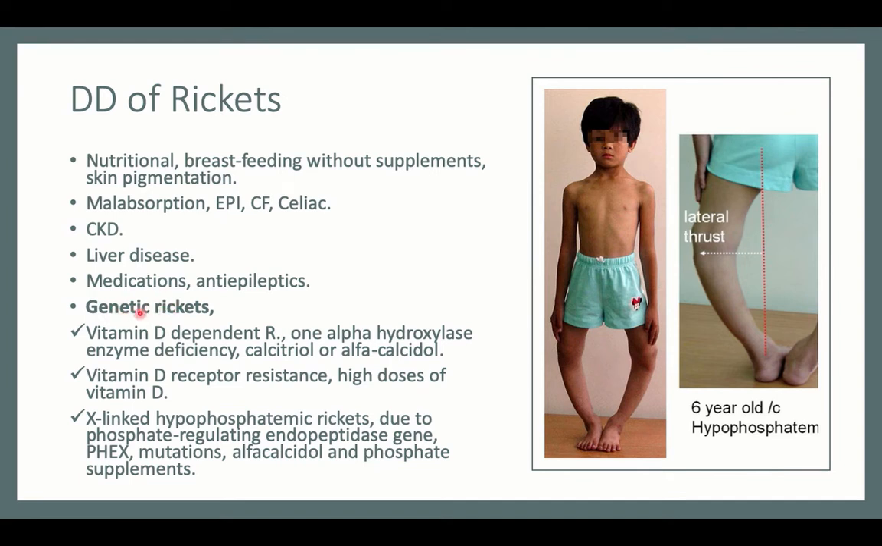Sometimes the rickets is caused by genetic mutations, and these include vitamin D dependent rickets type 1. It is caused by a genetic mutation encoding for the 1-alpha hydroxylase enzyme, resulting in its deficiency, resulting in failure of activation of vitamin D in the kidney. As we have mentioned, the labs will show you a normal level of 25 hydroxy vitamin D, but low levels of 1,25 hydroxy vitamin D.